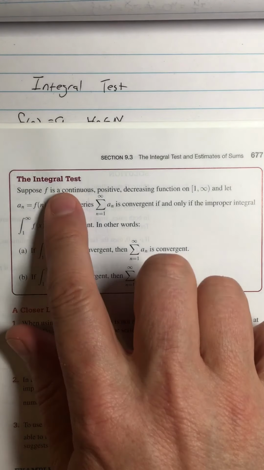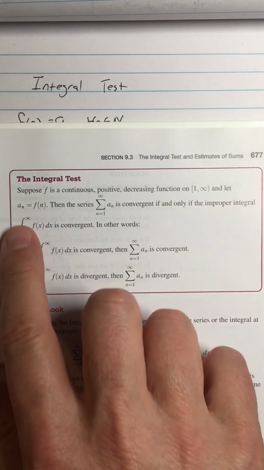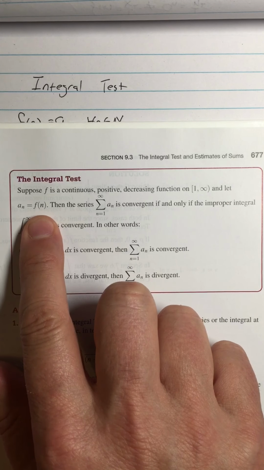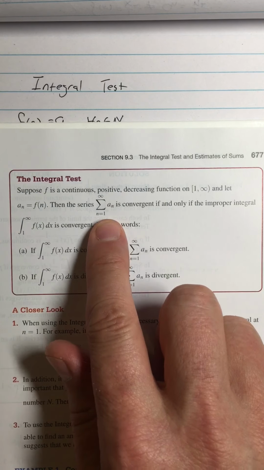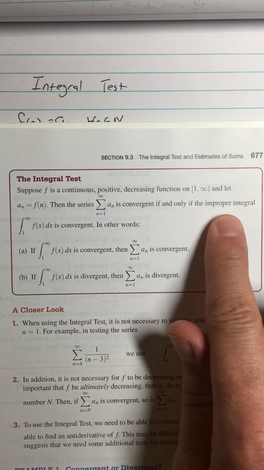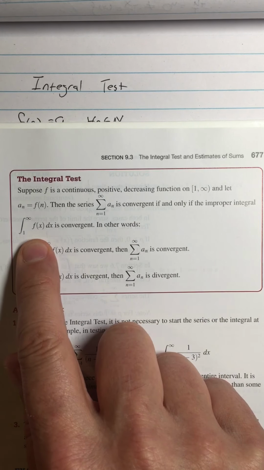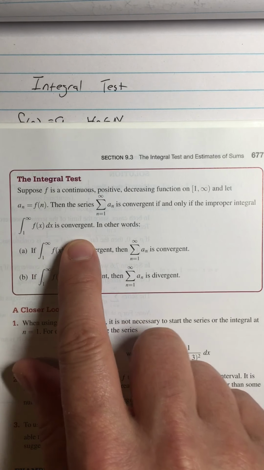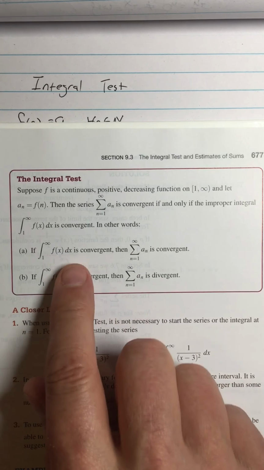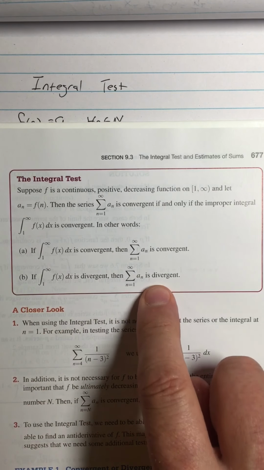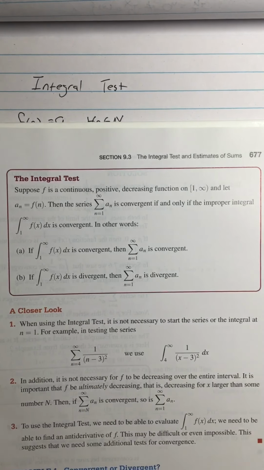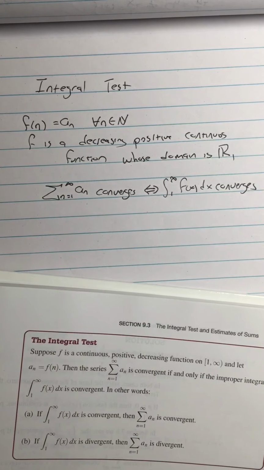Most people do. f is continuous, positive, decreasing. a sub n equals f of n, I should say for all natural numbers n. Then the series is convergent if and only if the improper integral from 1 to infinity of f of x dx is convergent. They break it down into two parts. If the integral converges, then the sum converges. If the integral diverges, then the sum diverges, which is nice. But all you need to say is this.